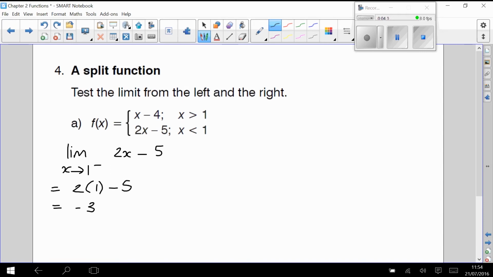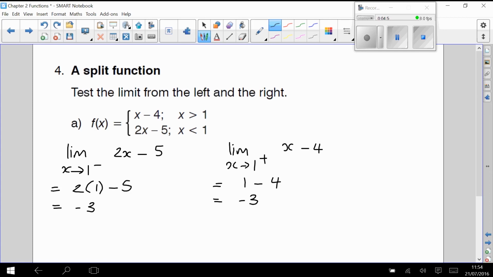which gives me an answer of minus 3. Now going to the portion of the graph as x tends towards 1, but from the right-hand side, in other words, from the x values that are greater than 1, I substitute that into the portion of the graph represented by x minus 4. And now the limit is going to be 1 minus 4. In other words, I reach a height of minus 3. As I reach the same height for both portions of the graph, there is a limit as x tends towards 1 from the left or from the right of minus 3.